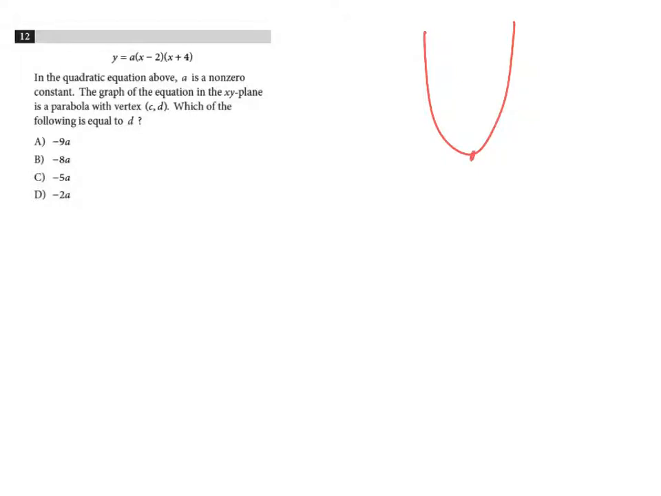We know the vertex is going to fall halfway between the two intercepts. So the x value at the vertex is going to be the average of the x-intercepts. We have our equation in factored form, so we know what the x-intercepts are. The x-intercepts are going to be -4 and +2. Well, the average of those, add them up, -2 divided by 2, you're going to get -1 would be the average.